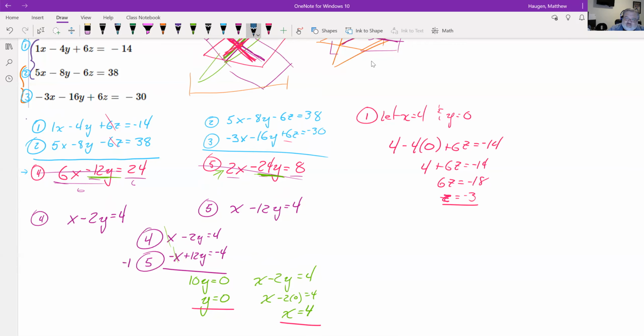So what did we do? We built one line of intersection. We built the other line of intersection. And then we found where those two lines intersect. And where those two lines intersect? At 4, 0, negative 3.